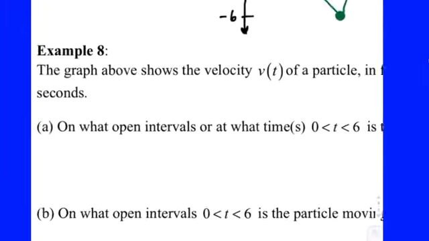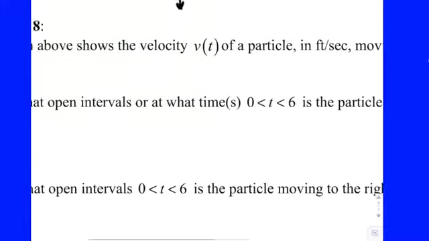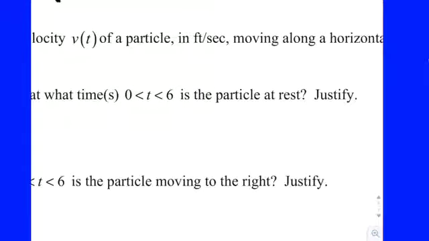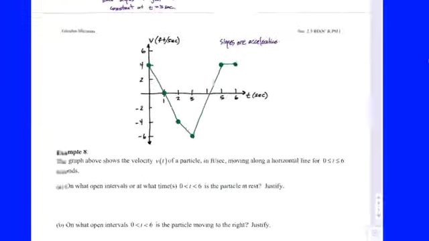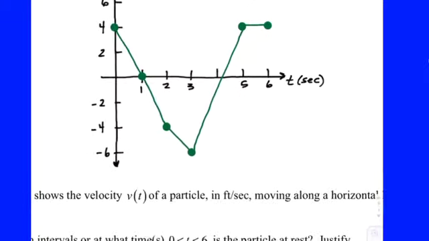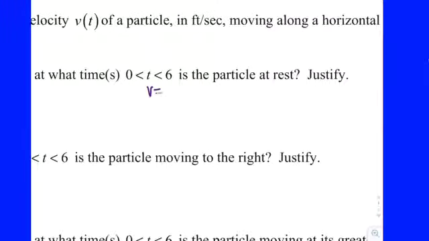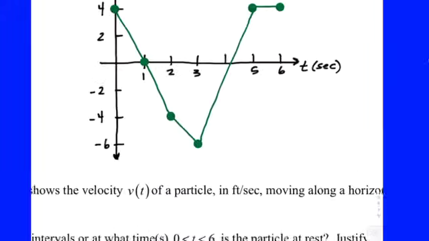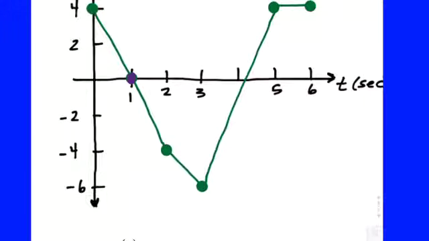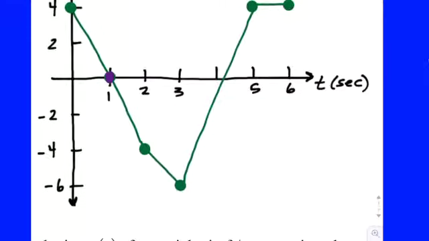Very good. On what open intervals, or at what times from the open interval 0 to 6, is the particle at rest? The particle is at rest when what? What are we looking for here? It's when the velocity is 0. Okay, well, we have the graph of velocity, so there's definitely a time at 1 where the velocity is 0. And then there's another spot right there, which looks like it's at 4.127, right? Anyone disagree with that? 4.127.